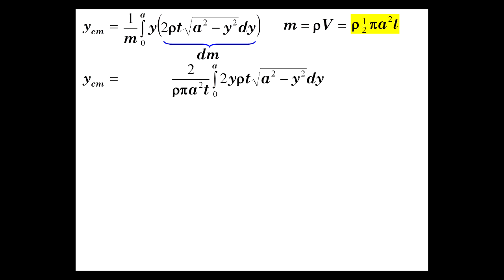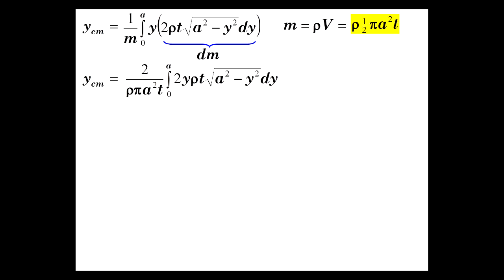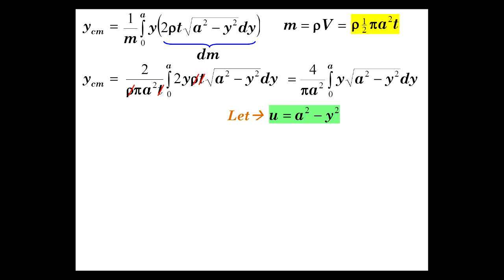So y center of mass, plugging in this expression for m, and the 2 comes up here. So we have the same thing in the radicand. The densities go away, the thickness goes away. So this simplifies to this expression. The 4 comes up here. And what we have here is something that we need to simplify a little bit. So we can do that by letting u equal a squared minus y squared. And then, of course, du is negative 2y dy.